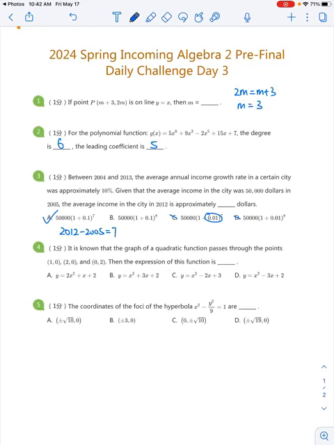Okay, and now we can take a look at problem 4. For problem 4 here, we know that the graph of a quadratic function passes through the points (1, 0), (2, 0), and also (0, 2). So what's going to be the expression of the function? To solve this problem, of course, you can just plug these points into the functions and see which one is correct.